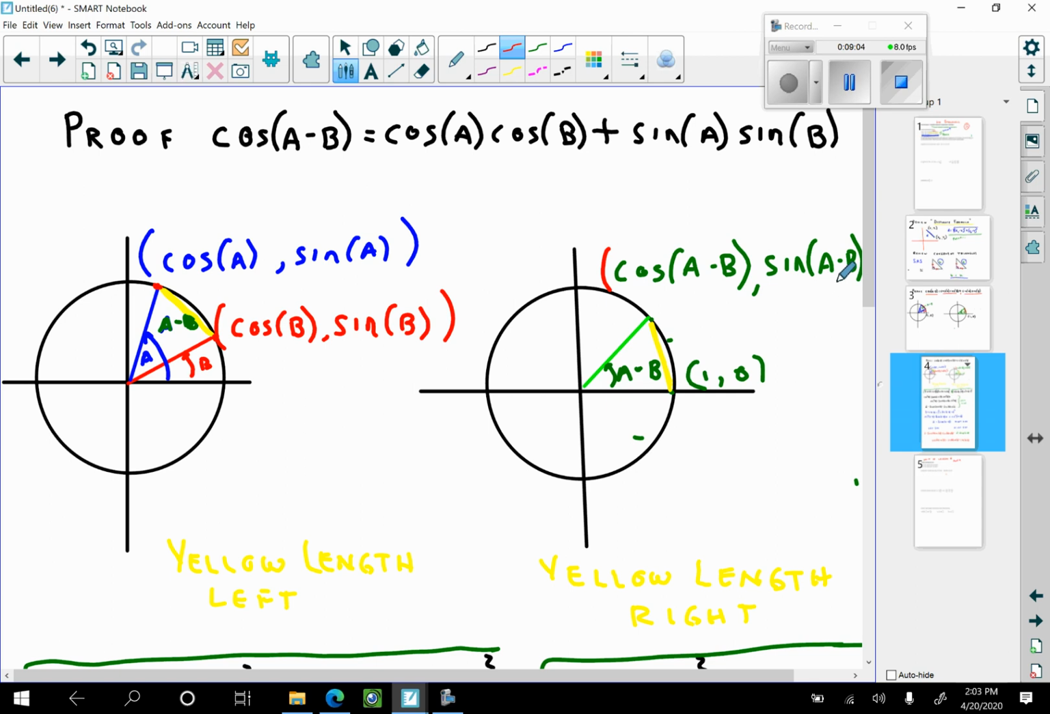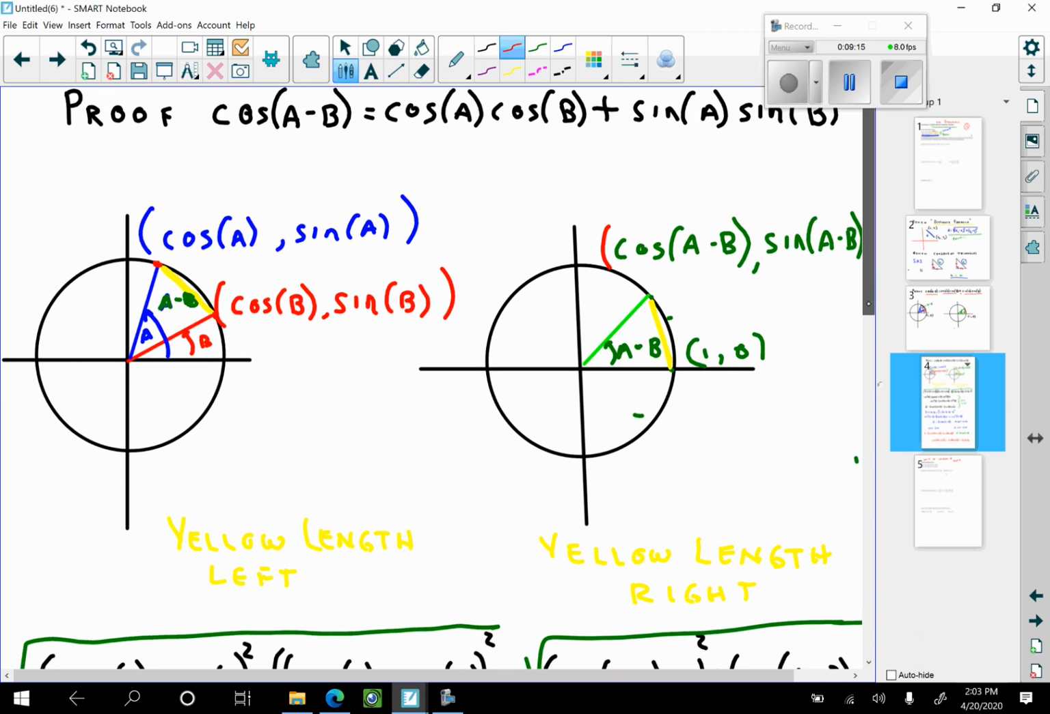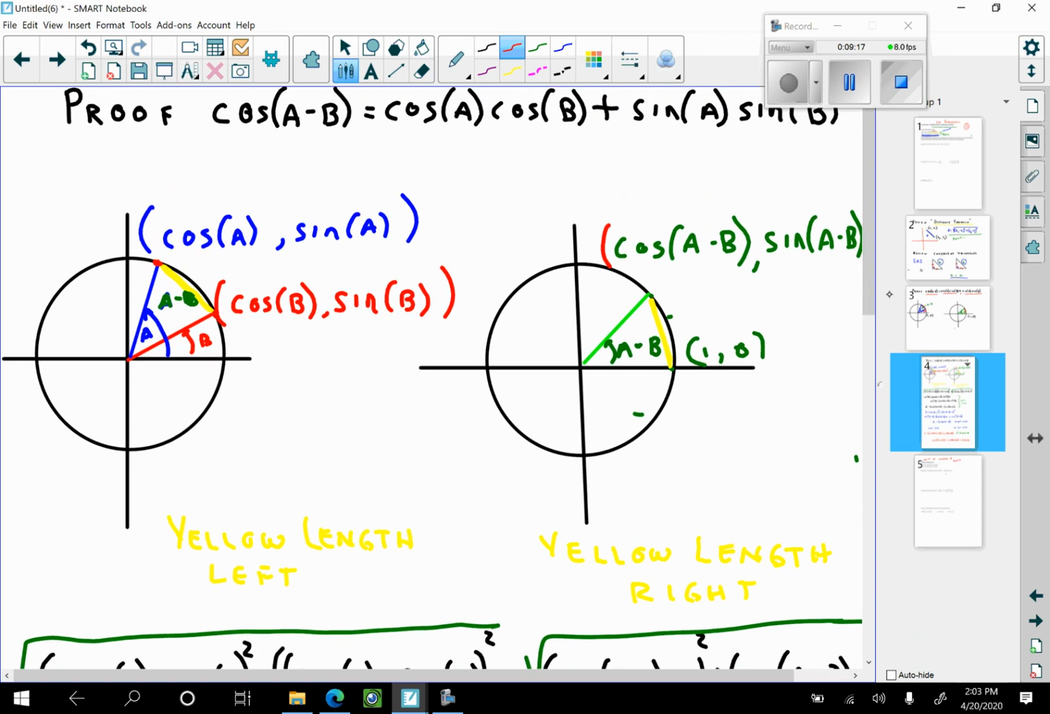What I'm going to do is going to get a little bit algebra heavy, very analytically heavy, but that's okay. We can do it. I'm going to use the distance formula to find the yellow length. This is the yellow length on the left side, and this over here is the yellow length on the right side.